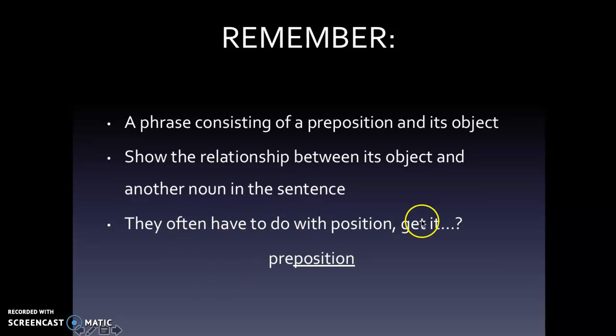All right, so remember, a prep phrase is a phrase or group of words consisting of a preposition and its object. The phrase shows the relationship between its object and another noun in the sentence. They often have to do with position, such as preposition.